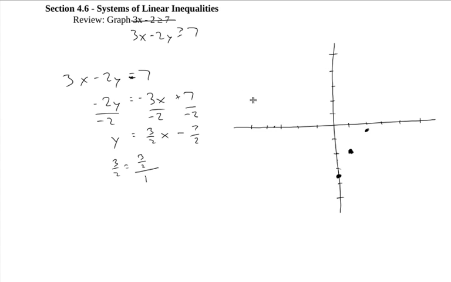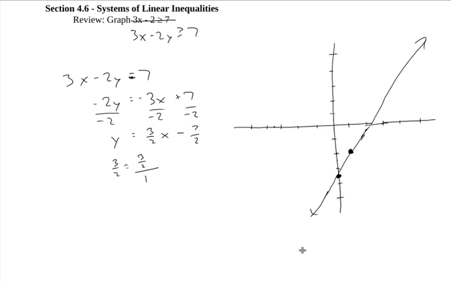In order to figure out if it's going to be a solid line or a dashed line, I do consult the inequality here. This is a non-strict inequality, which means it's going to be a solid line. So I'll just draw that in here. Clean that up a little bit.